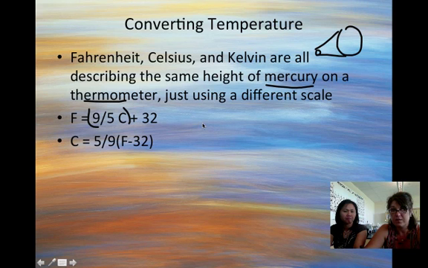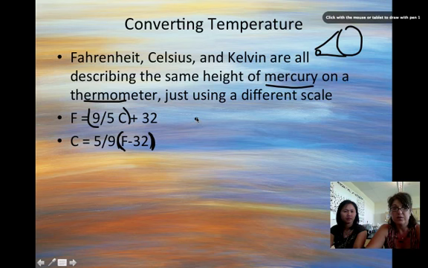Now to convert Fahrenheit to Celsius, it's going to use parentheses because we want to make sure we do the subtraction first and then do the multiplication. So we have degrees Fahrenheit, parentheses, minus 32, multiplied by 5/9. When we say multiply by 9/5 or 5/9 in your calculators, you're going to do it like this.